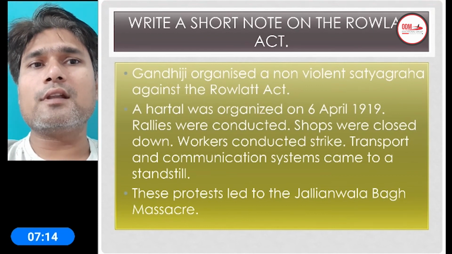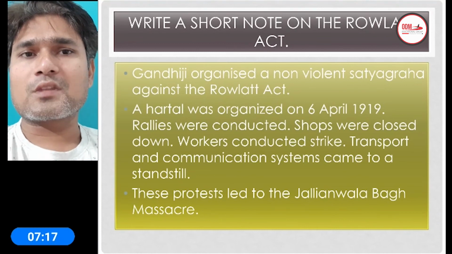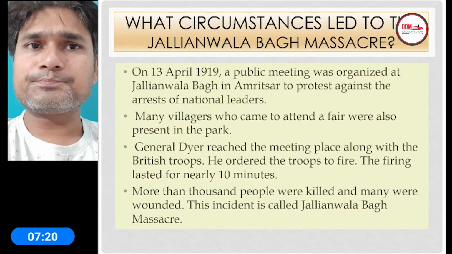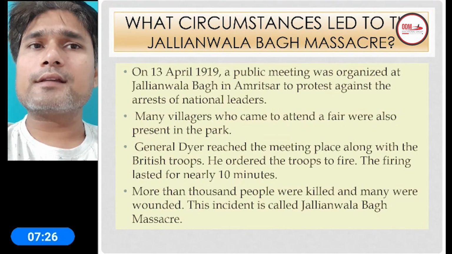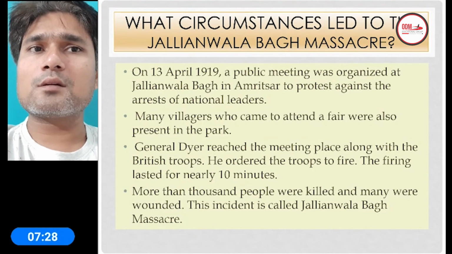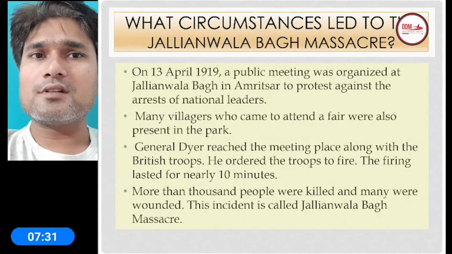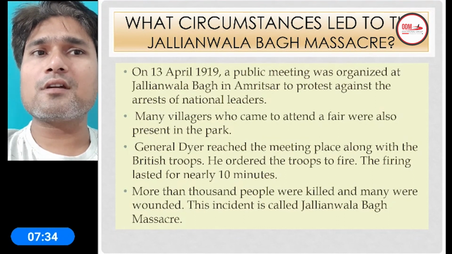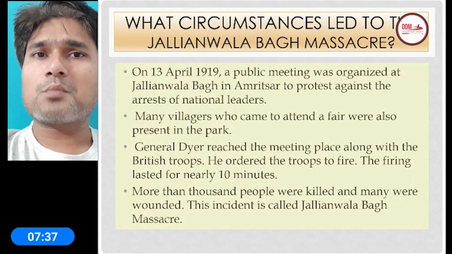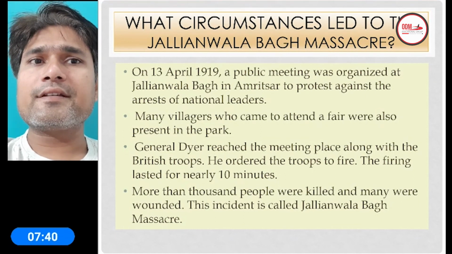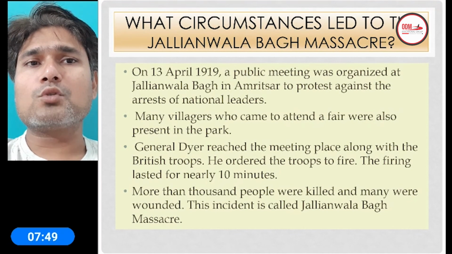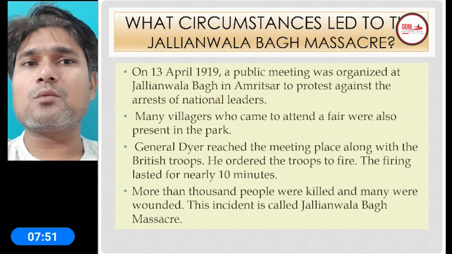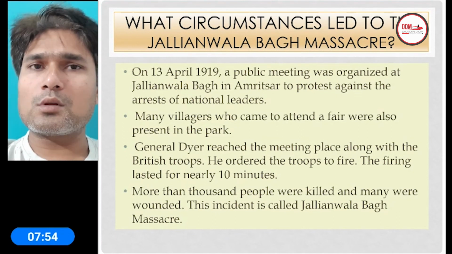This protest led to the Jallianwala Bagh massacre. What circumstances led to it? On 13th April 1919, a public meeting was organized at Jallianwala Bagh in Amritsar to protest against the arrest of national leaders. Many villagers who came to attend a fair were also present in the park. General Dyer reached the meeting place along with the British troops and ordered the troops to fire. The firing lasted for nearly 10 minutes. More than a thousand people were killed and many were wounded. This incident is called the Jallianwala Bagh massacre.